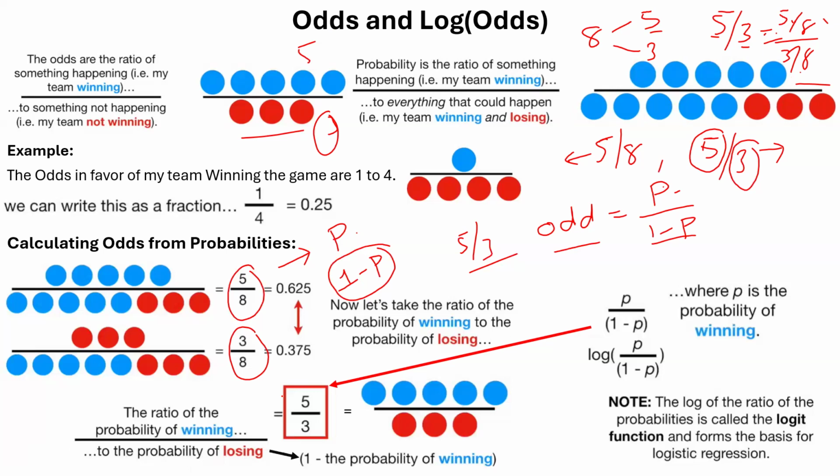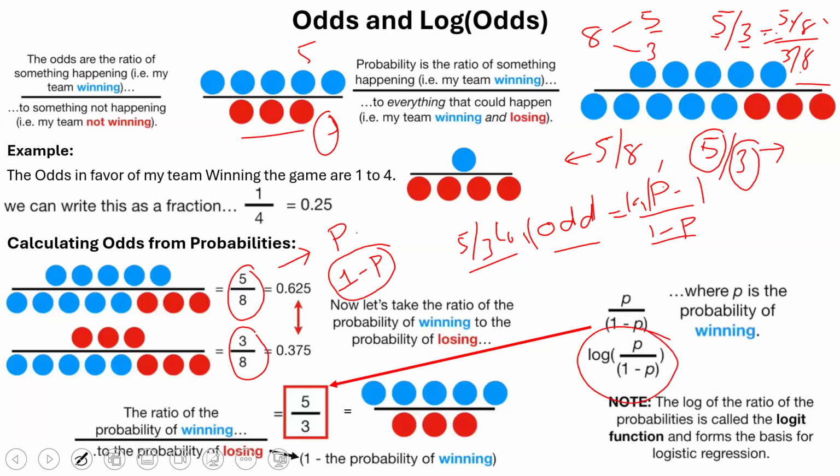Probability of losing is nothing but 1 minus the probability of winning. So odds can be written as P by 1 minus P. If we apply a logarithm to this, we call this the log of odds. That is what odds and probability mean, and this is how we relate odds with probabilities. And this function is called the logit function.